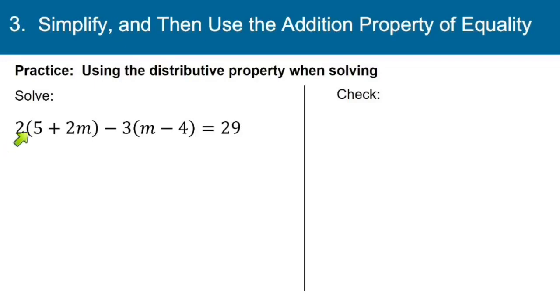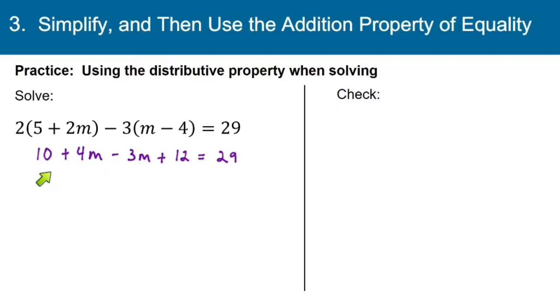First, let's distribute the 2. So we'll have 2 times 5 here is 10. 2 times 2m is 4m. And now distributing the minus 3, we'll have negative 3 times m is minus 3m. And negative 3 times negative 4 is positive 12. And that's got to equal 29.